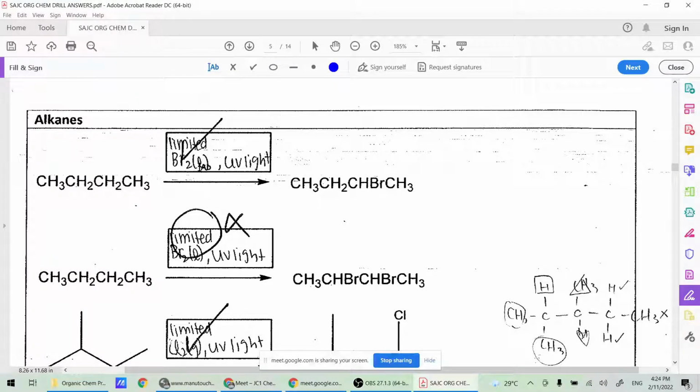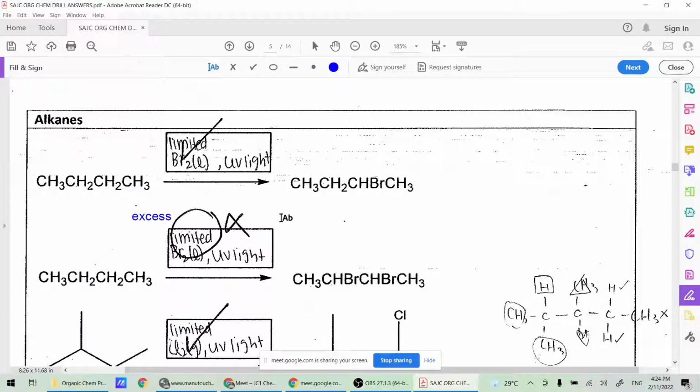Okay, the next exercise is much easier. It's all about reagents and conditions. The first one is free radical substitution, so you should be using limited Br2 and UV light to ensure that there is no multi-substitution. Now the second one is wrong. It should be excess, since you can see there's a dibromo present in the product. That means multiple free radical substitution is occurring. So this should have been excess Br2 instead of limited.